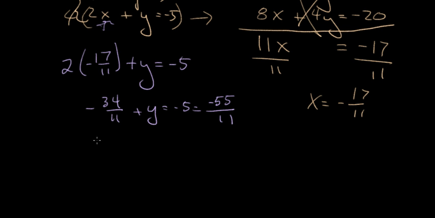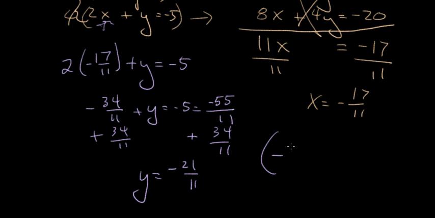If you try that. So if I add 34 over 11 to both sides, I end up with y equals negative 55 and a positive 34, 5 and 3. So I got negative 21 over 11. So the solution is negative 17 over 11, and negative 21 over 11.